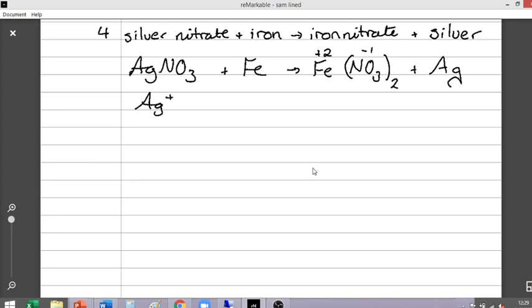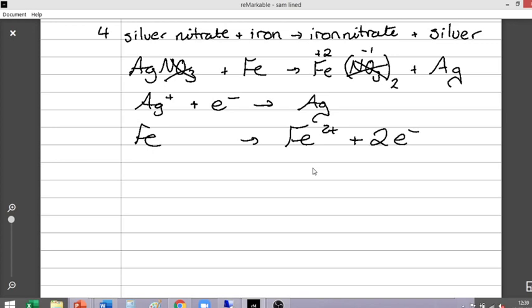Silver, ionic form, Ag+, sorry. Here on the right hand side we've got just the elemental Ag plus an electron, job done. Ignore the nitrate, iron has gone from its elemental form to its ionic form, 2+, cancel that out by giving it 2 lots of minus. There we go. Very, very quick whistle stop of those compounds.